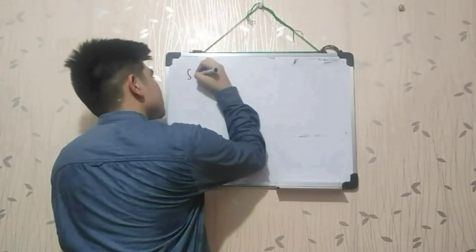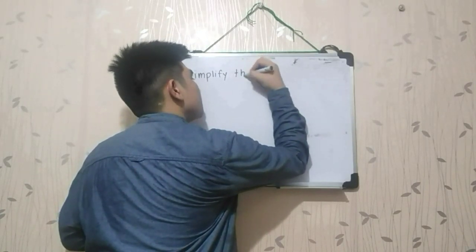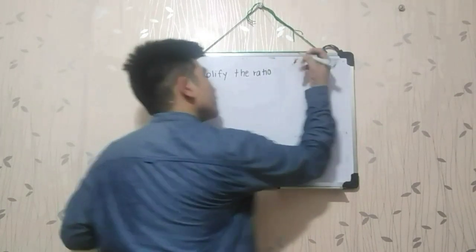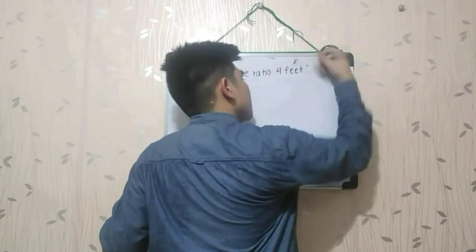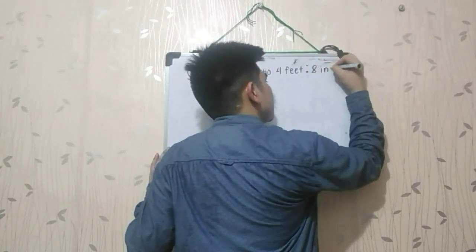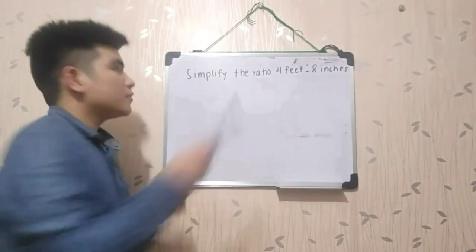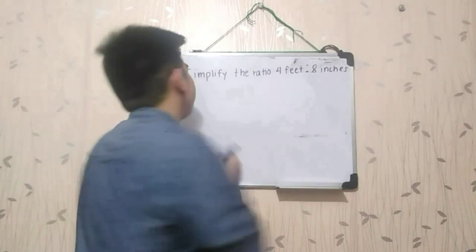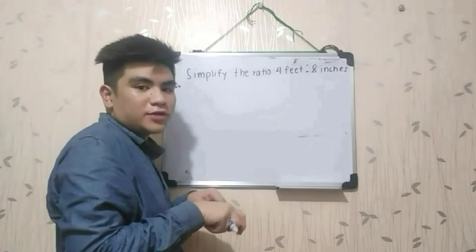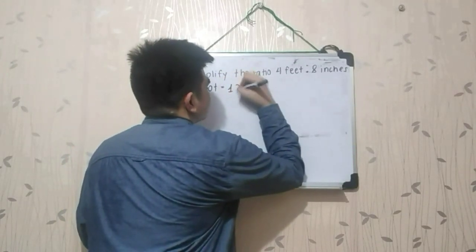We can apply that actually to a mathematical problem. So simplify the ratio 4 feet is to 8 inches. Now, to solve this, we need to convert the 4 feet into inches so that we can simplify them, or they can have the same unit of measurement. Now, we know that 1 foot is equal to 12 inches.